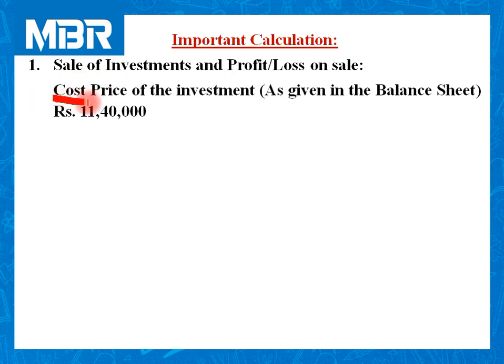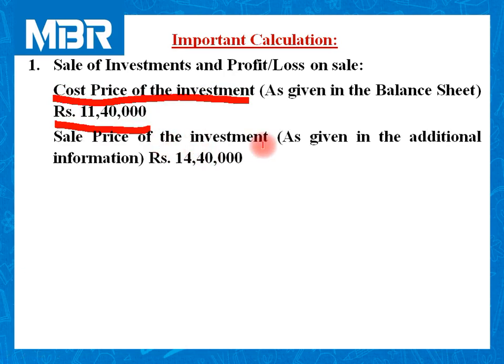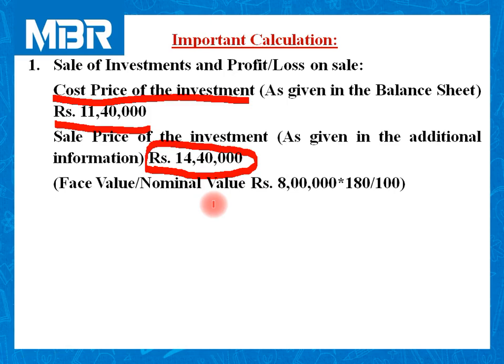As per the information, the cost price of the investment is rupees 11 lakhs 40,000, on the asset side of the balance sheet. Then the sale price of the investment as given in additional information is rupees 14 lakhs 40,000. It is a little bit confusing for you. You might think that 14 lakhs 40,000 rupees is not given in the additional adjustments, but it is given in indirect form. Let us clear the doubt.